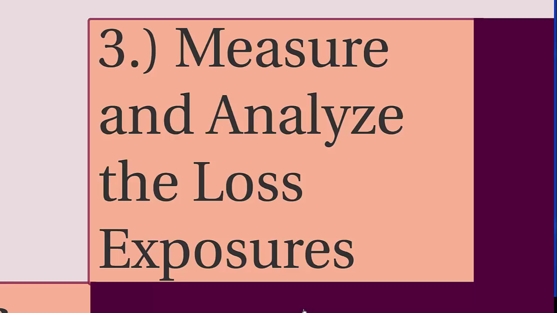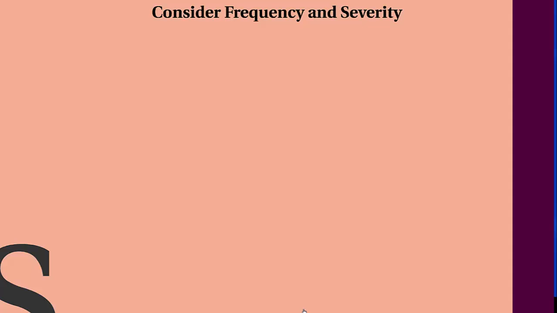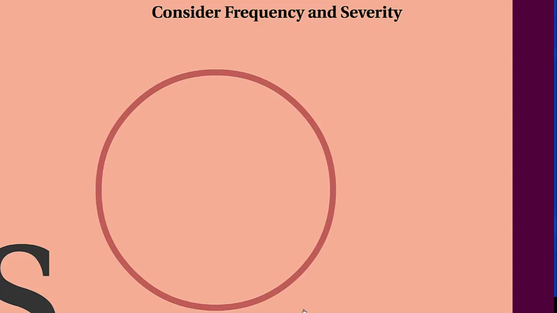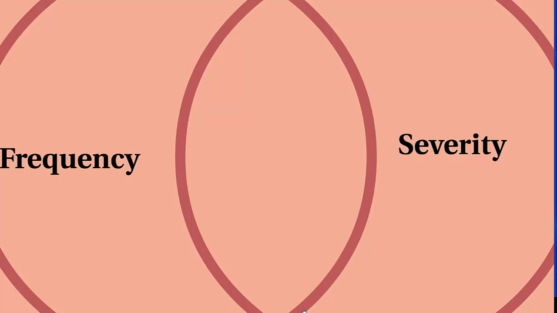However, the terms that we're going to discuss here are basic tools that are used in any measurement and analysis approach. You should always consider frequency and severity of risks. We've already talked about the difference between frequency and severity, but there are two important measures where frequency and severity overlap. They are maximum probable and possible loss.